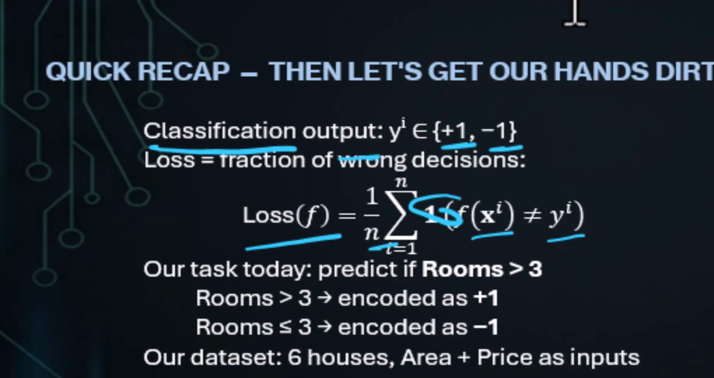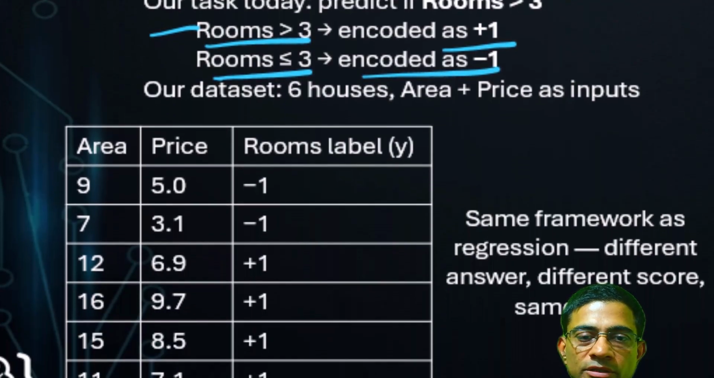Okay, so our task today, what are we going to do today? If rooms are going to be greater than 3, we are going to encode it as 1. As I told, it is going to be decided by us. We can keep it as, if it is more than 3, we can keep it as -1 as well. It doesn't matter. Okay, but here we have decided that if it is more than 3 rooms, we are going to classify at +1. And rooms less than 3 is going to be encoded as -1. Got it? Till then it's simple.